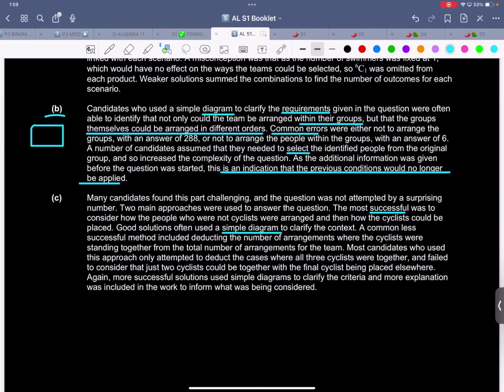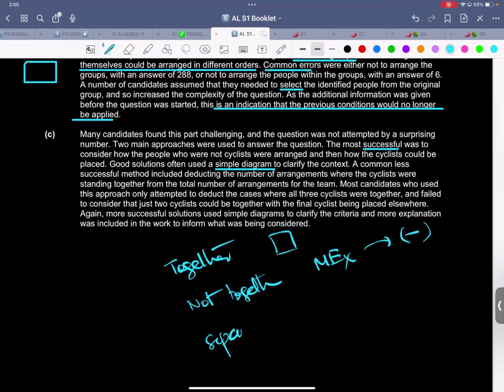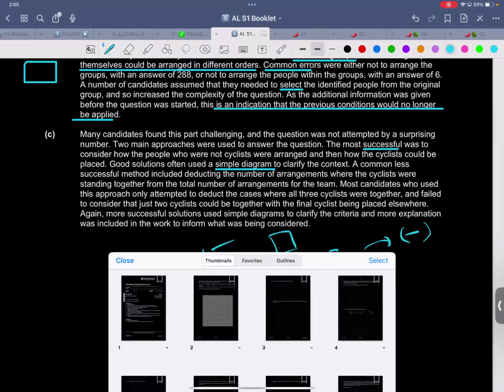A common less successful method included deducting the number of arrangements. No, we won't do the deduction because we don't have to worry about identical and everything. We are fixed on the concept that if they are talking about together, that is the box concept. If they talk about not together, that is the mutually exclusive, the subtraction concept. If they talk about separated, not next to each other, that is the space concept. So we will just do it this way. So that is the working for this one.